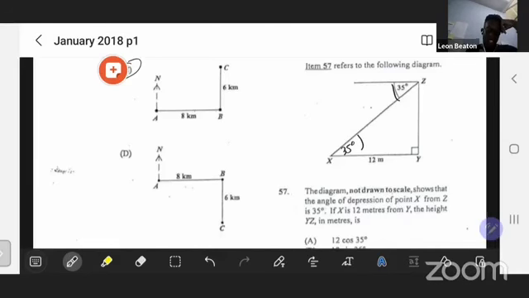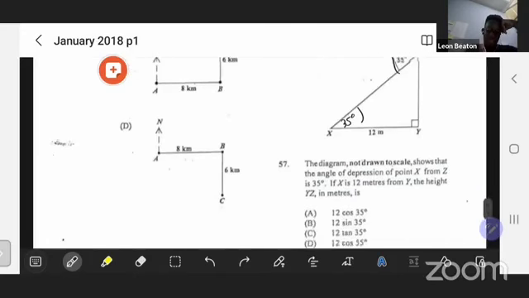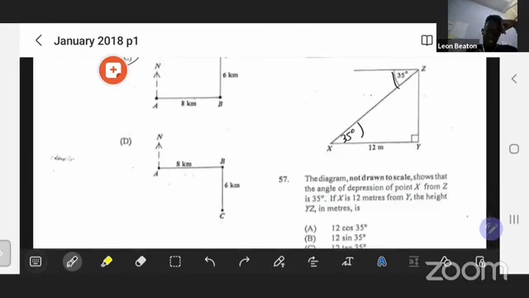Because this here is telling you that this is 90 degrees. And these two lines will be parallel to each other. So here is 35, here will be 35. So it says we want to find YZ. So let's call it X. So we want to find X.